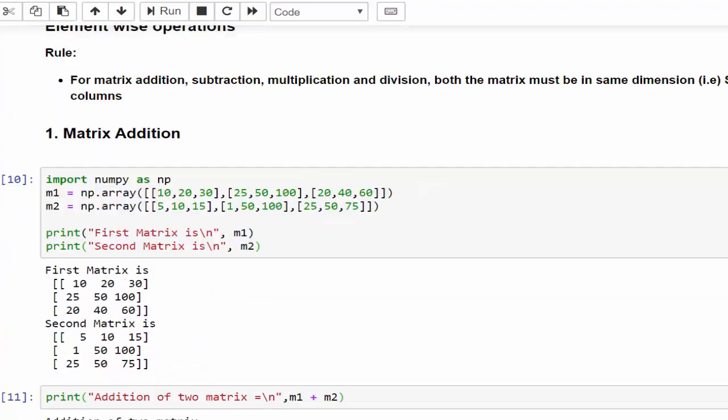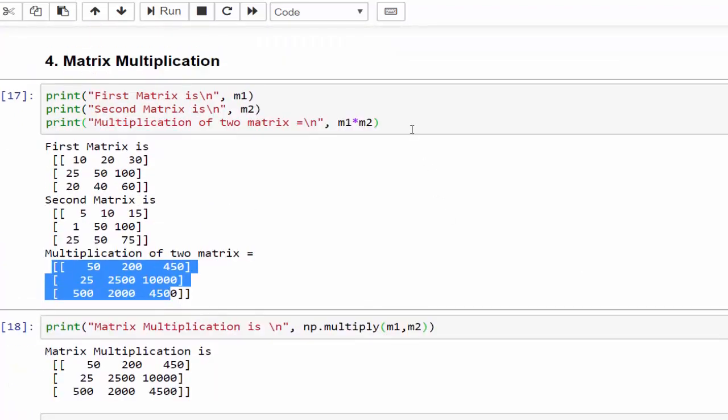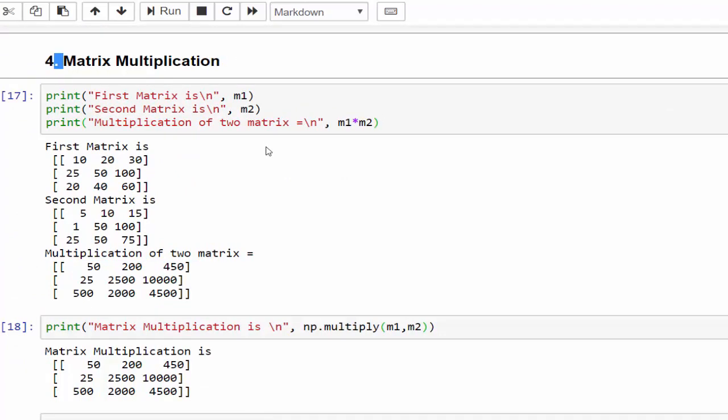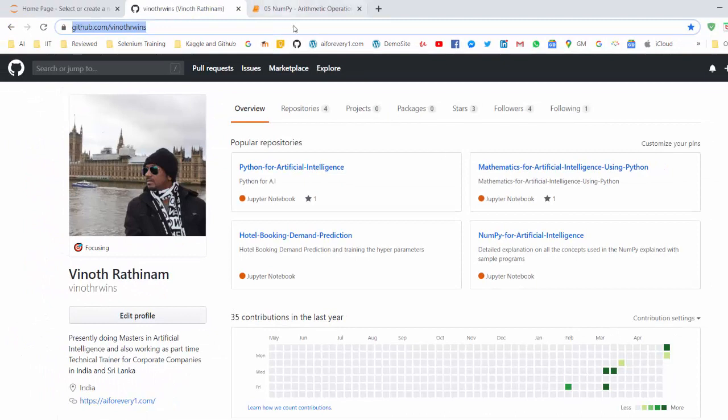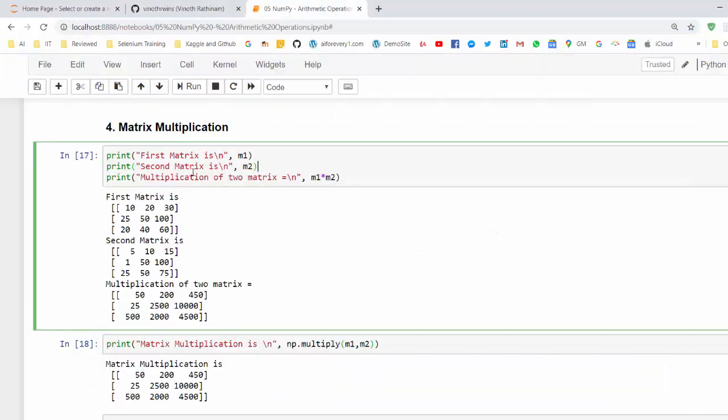One more important point. There is a big difference in matrix multiplication between element wise operation and the product of the matrices. If you see the product of matrices, the concept is totally different. The dot product I have covered in the mathematics for artificial intelligence using Python. You can see it here. Hope you got an idea how to perform arithmetic operations using NumPy.